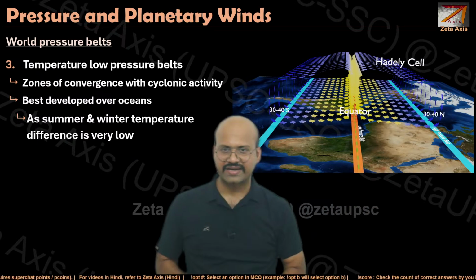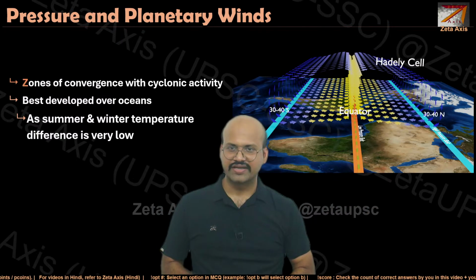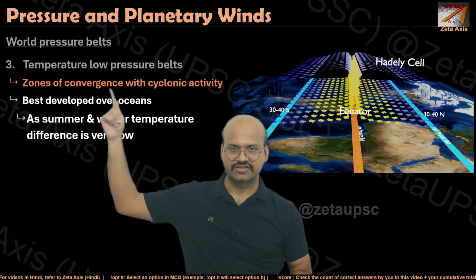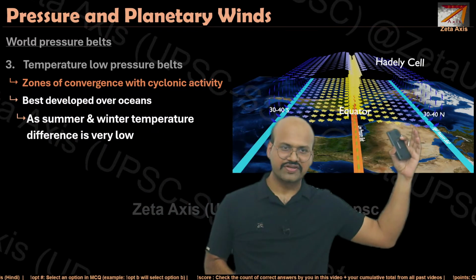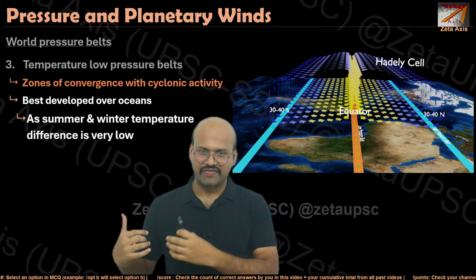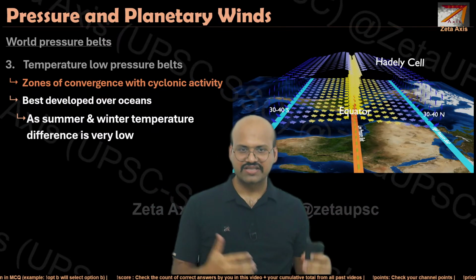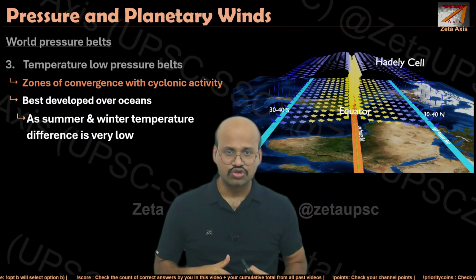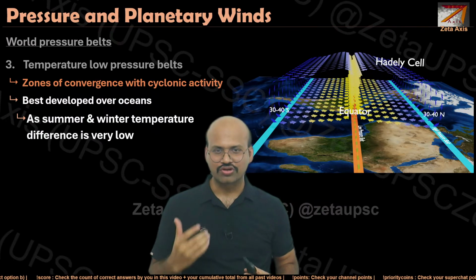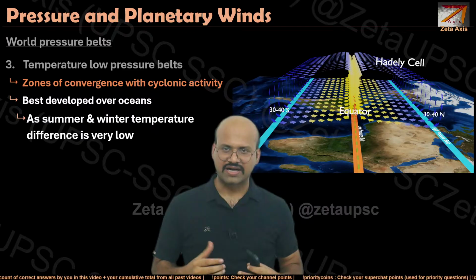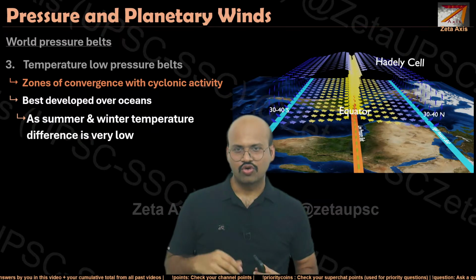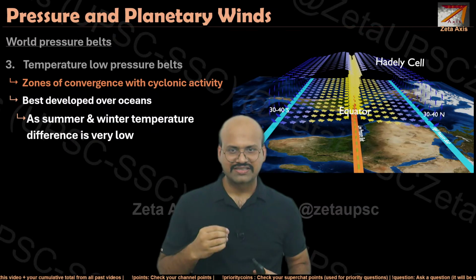If we see the characteristics, we can clearly see that it is a zone of convergence with cyclonic activity. Now here it is called a zone of convergence because air from westerlies as well as polar winds converge, and because there is a huge temperature difference between both of these airs, it causes cyclonic activity. Therefore, on the temperate low pressure belt, we see a lot of cyclonic activity.